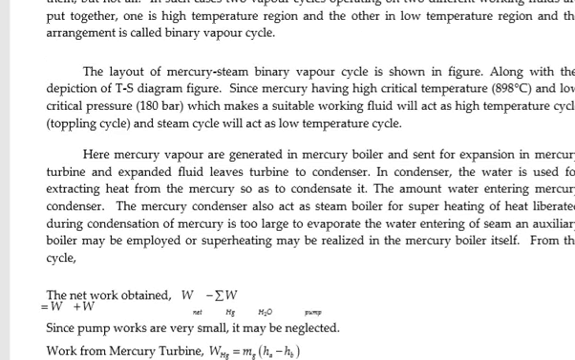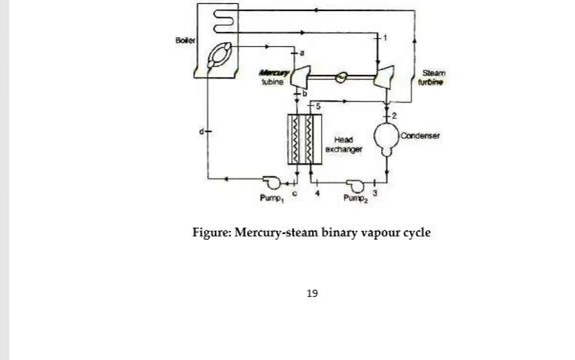Then in the condenser, the water is used for extracting the heat from mercury so as to condense it, the amount of water entering the mercury condenser. The mercury condenser also acts as the steam boiler. If the heat liberated during condensation of mercury is too large to evaporate the water entering, an auxiliary boiler may be employed or superheating may be realized in the mercury boiler itself.